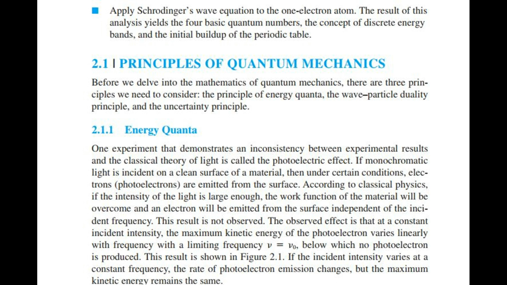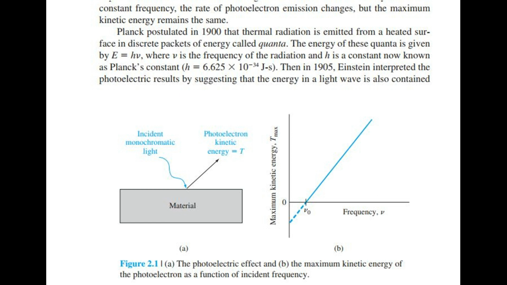The observed effect is that at a constant incident intensity, the maximum kinetic energy of the photoelectron varies linearly with frequency, with a limiting frequency ν₀, below which no photoelectron is produced. This result is shown in Figure 2.1. If the incident intensity varies at a constant frequency, the rate of photoelectron emission changes, but the maximum kinetic energy remains the same. Planck postulated in 1900 that thermal radiation is emitted from a heated surface in discrete packets of energy called quanta. The energy of these quanta is given by E = hν, where ν is the frequency of the radiation, and h is a constant now known as Planck's constant.